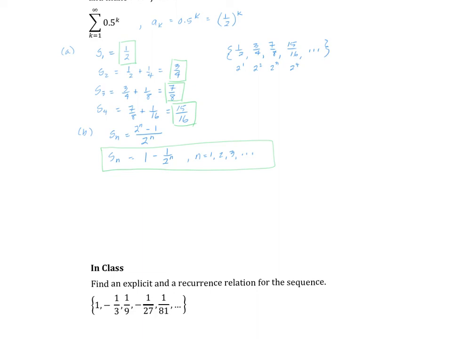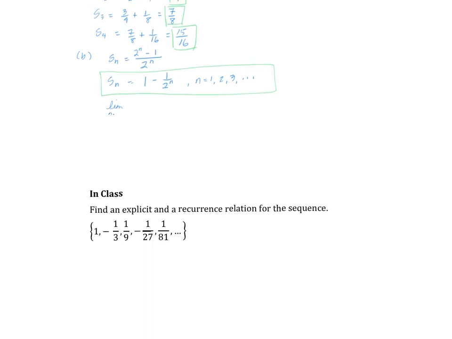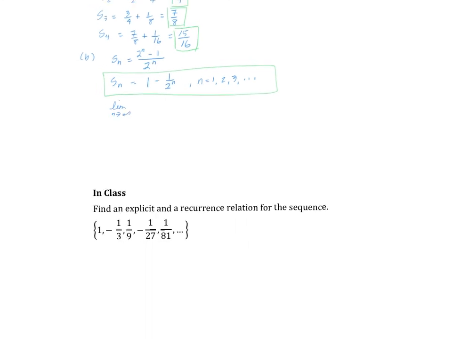So it appears that the limit, and I'm going to use limit notation, it appears that the limit as n goes to infinity of S sub n, which is 1 minus 1 over 2 to the n, it appears that it's equal to 1. And this actually makes sense. If you do put infinity in for n, 1 over 2 to the n is actually approaching 0.